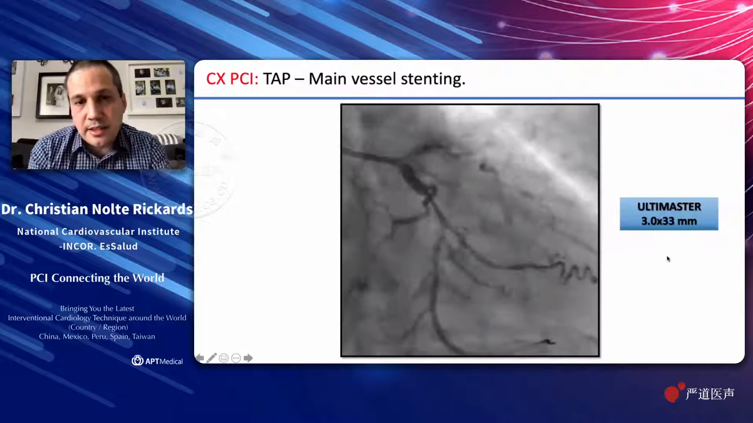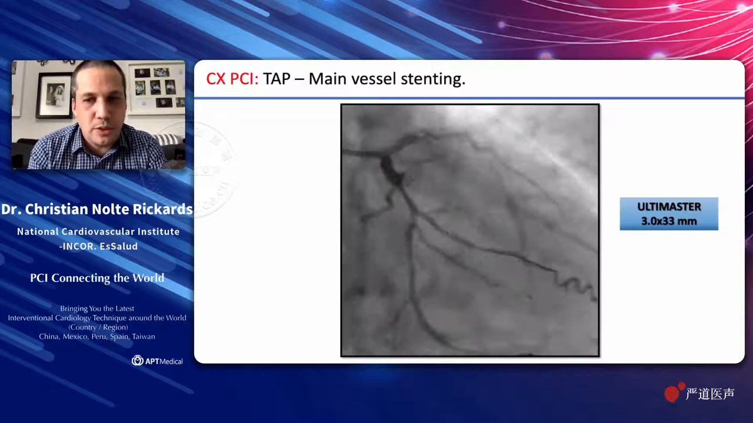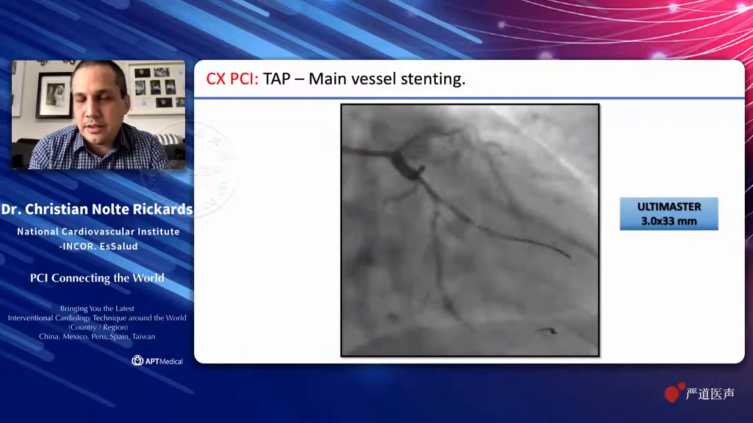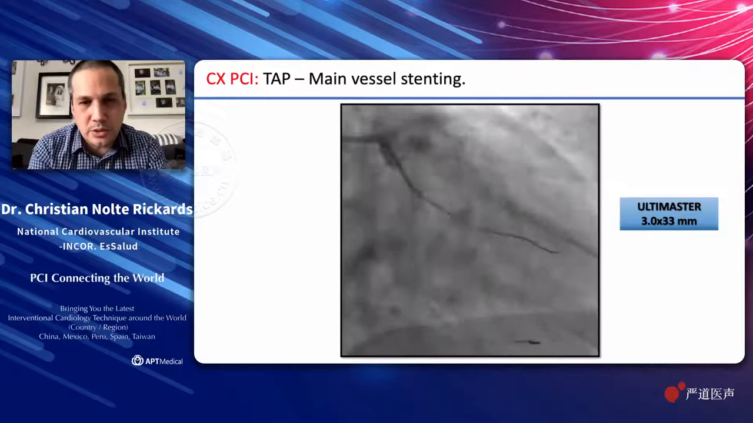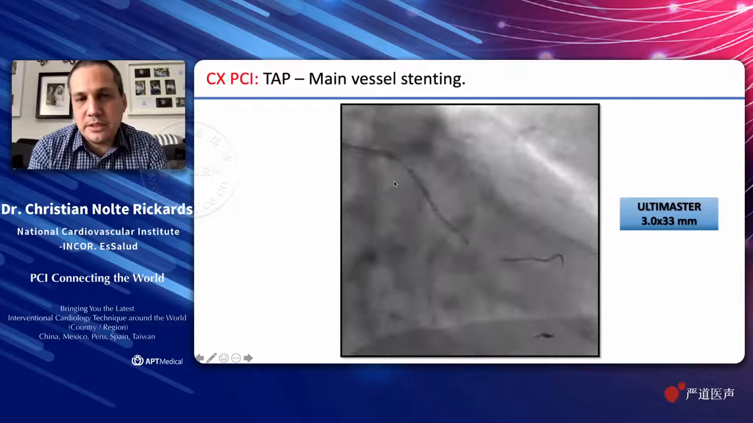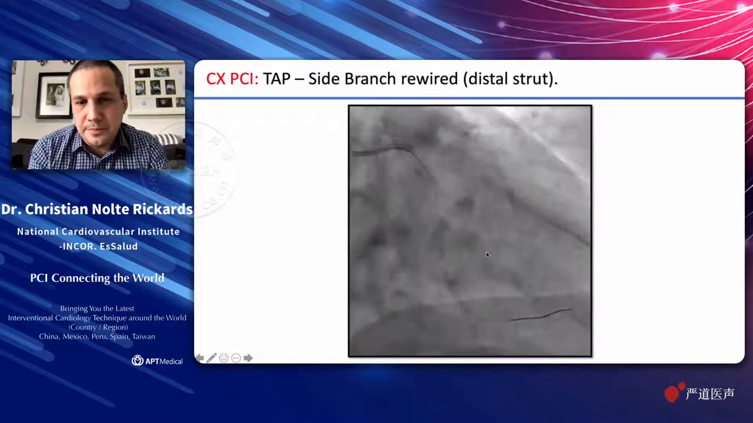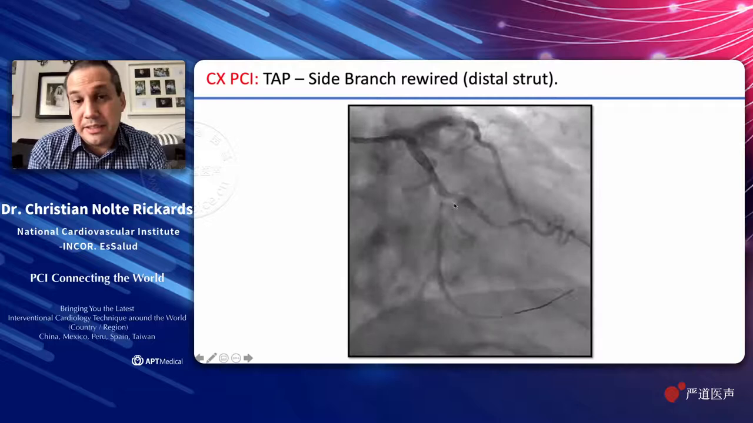We used an Ultimaster 3.0 by 33 because of the distal diameter. And this angio looks a little bit narrower, but on the diagnostic angio, it had a little bit more diameter. So that's why we used a 3.0. But as you can see, the proximal segment is way wider, probably 4.0 millimeters. So we deployed the stent at nominal only. And this is the result of stenting the main vessel. As you can see, we have good diameters distally.